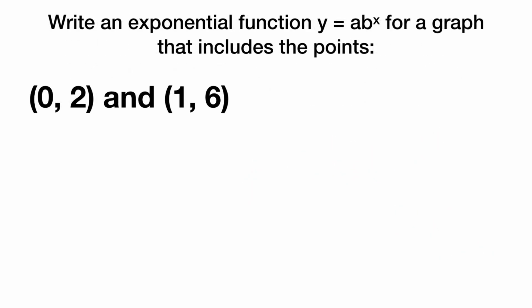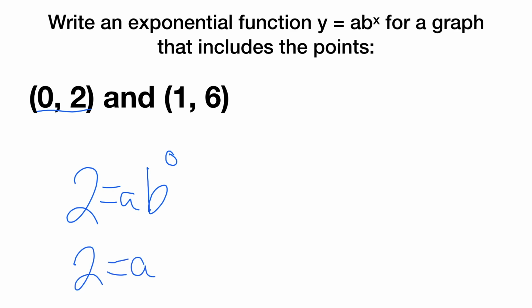All right, now we're going to write an exponential function, y equals ab to the x, for a graph that includes these points. So let's see. Y equals ab to the x. Well, the first thing I know is that this gives me an x and a y value. So in this case, my y value is 2 equals a times b to the 0. Well, that's important because b to the 0 is 1, which really means 2 equals a. Now that I know a is 2, I'm going to plug that into my second equation.